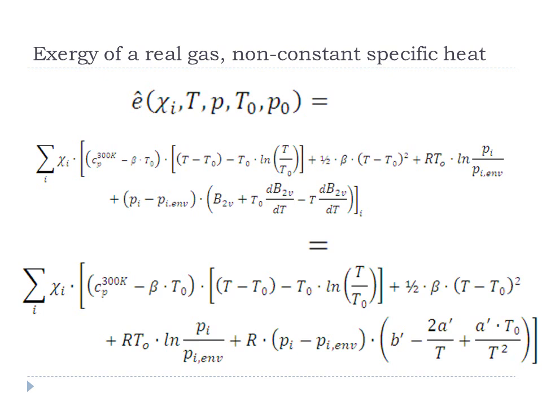So if you see for this equation, if you have a gas mixture, you're going to have to be doing a summation over the terms. And then you're going to have temperature. As T deviates from T naught, you're going to be getting exergy. You're going to get exergy as the pressure varies from the pressure of the environment. And you're also going to have this correction term to account for the real gas nature. And I've shown this equation both when you leave it as B2V or when you plug in the B's, B primes and A primes into the equation above.